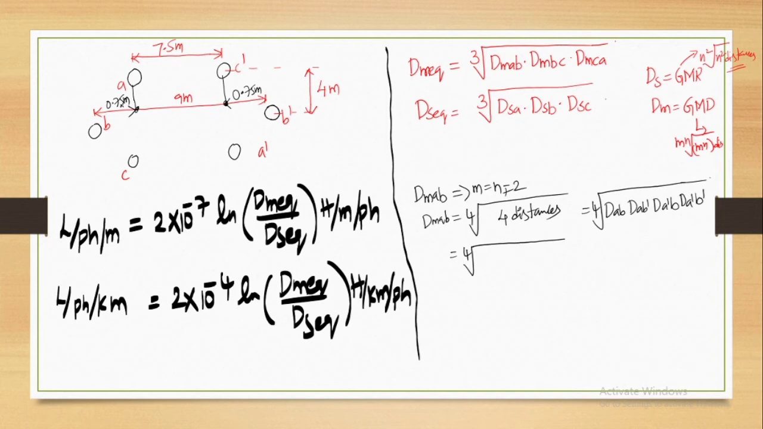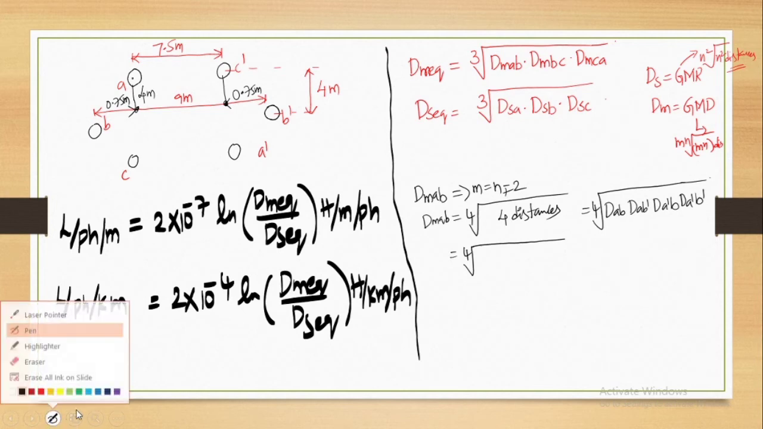Now what is the vertical distance? Vertical distance is already given as 4 meters. You can consider the vertical distance from this point to this point is the same as 4 meters. Horizontal distance is 0.75 meters. Now find DMAB. Sorry, not DMAB, find DAB.